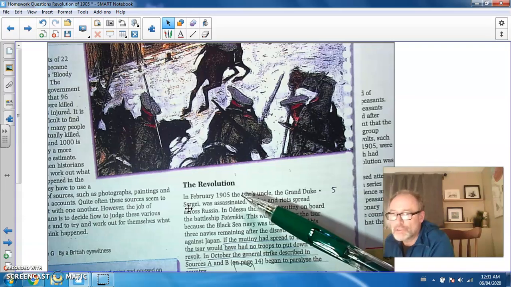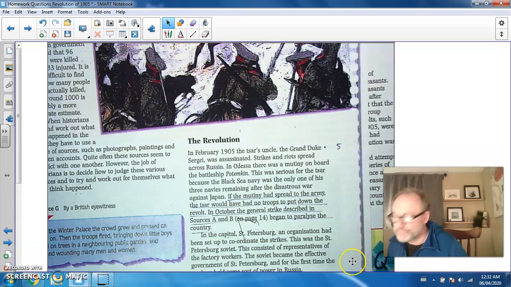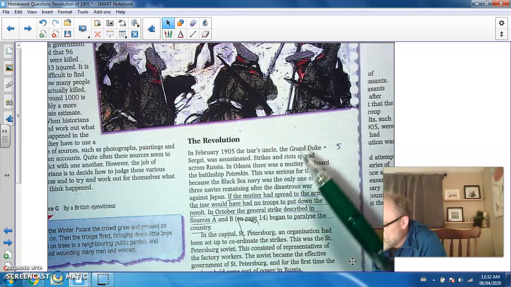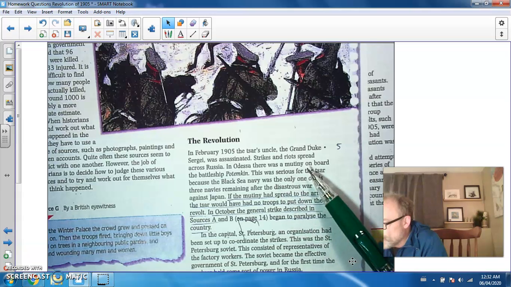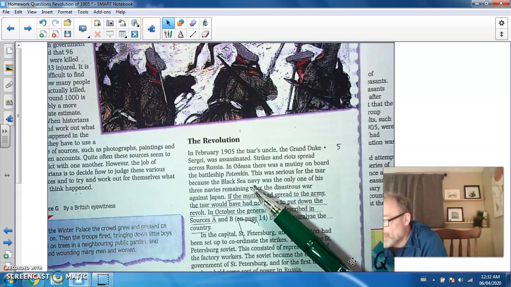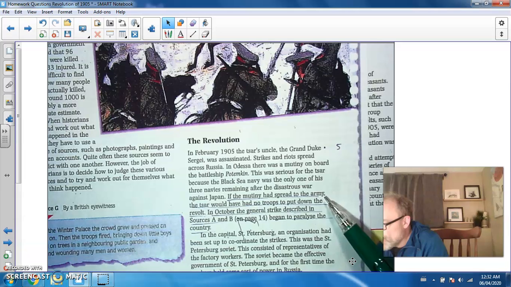Now, the revolution. In February 1905, the Tsar's uncle, the Grand Duke, was assassinated. Strikes and riots spread across Russia. In Odessa, there was a mutiny on board the battleship Potemkin, and this meant the armed forces might be close to not supporting the Tsar. If the mutiny had spread to the army, the Tsar would have had no troops to put down the revolt.